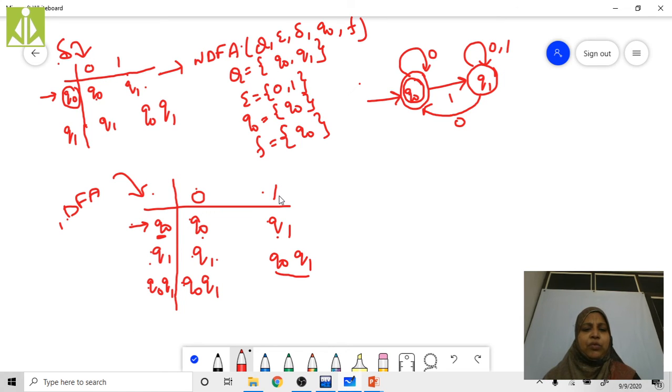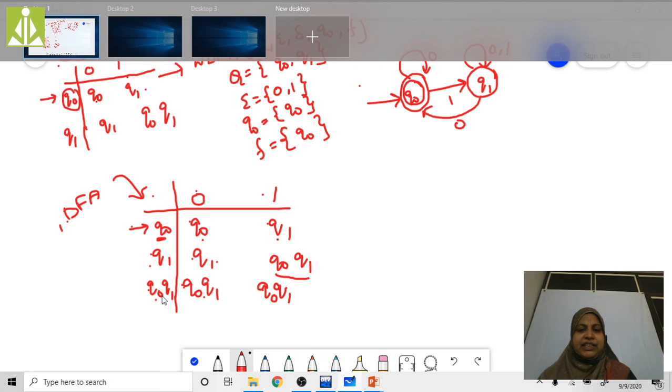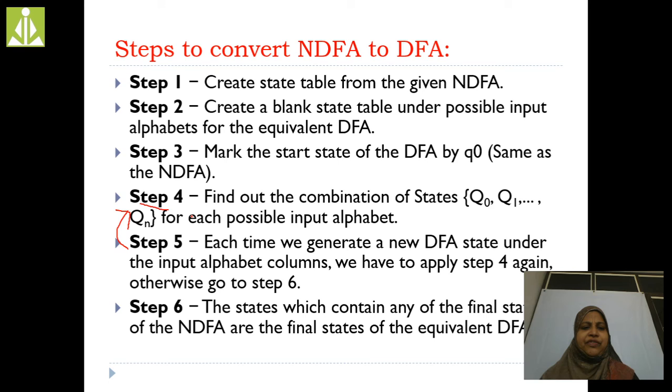Now Q0 on 1 is Q1. Q1 on 1 is Q0 Q1. Already Q1 is there, and here only Q0 is there, so I am going to write Q0 Q1. My transition is completed. Now Q0 Q1 is already there, so there is no new state. We have to stop the process at step 5.